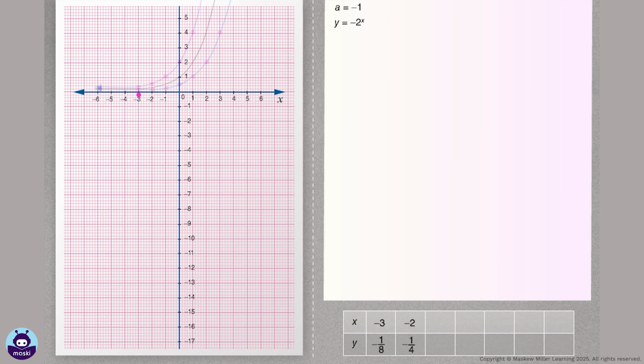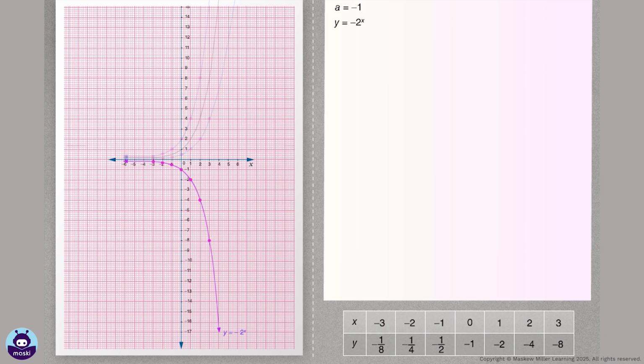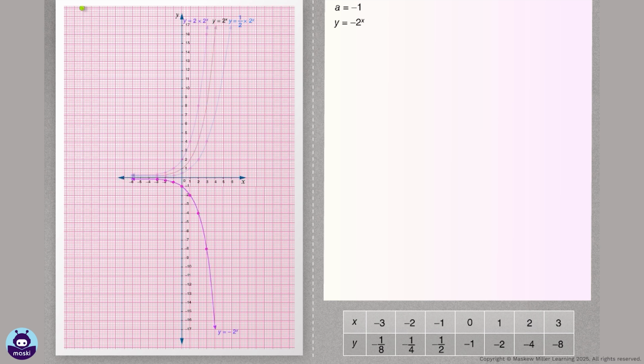Negative 3, negative 1 over 8; negative 2, negative 1 over 4; negative 1, negative 1 over 2; 0, negative 1; 1, negative 2; 2, negative 4; 3, negative 8. Observe that the graph of y is equal to negative 2 to the power of x is a reflection of y is equal to 2 to the power of x about the x-axis.